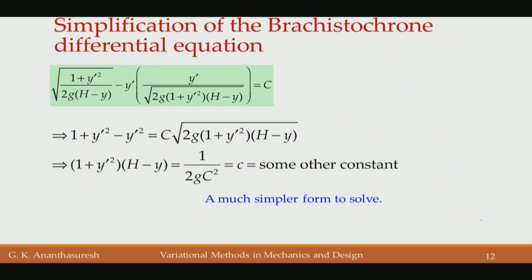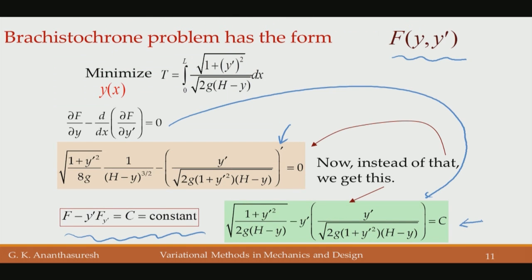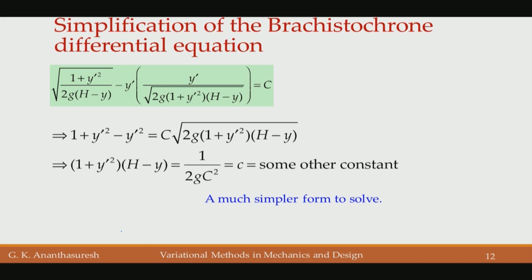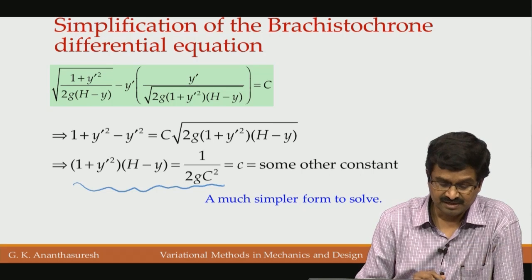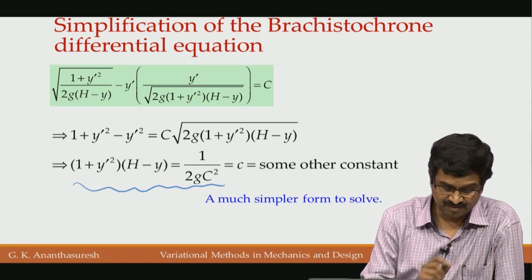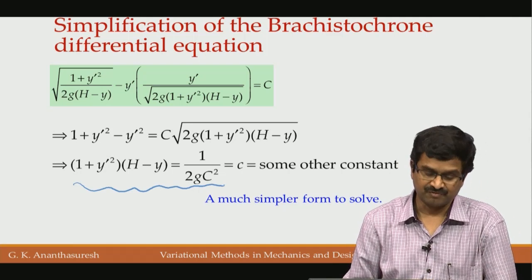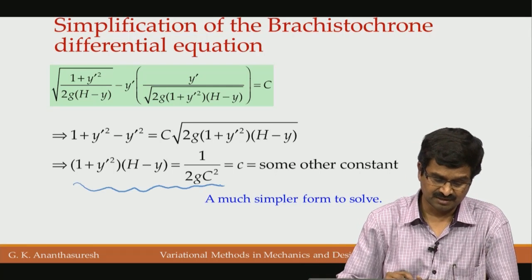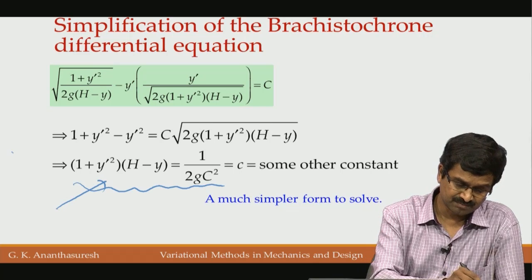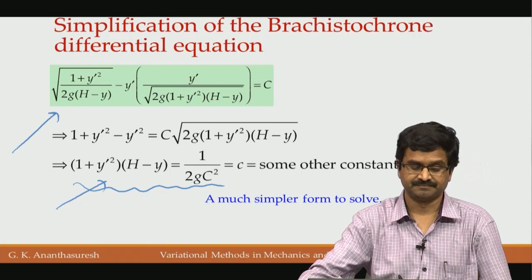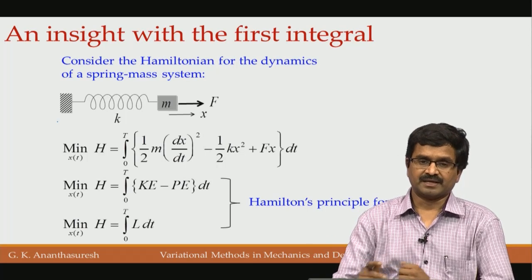So, we take that. Whatever we have, f minus y prime times f_y', if we substitute for this problem, you get a much simpler thing which looks like this, okay: 1 plus y prime squared times h minus y equal to constant. It is much easier to solve because it involves y and y prime in a rather simple fashion, as compared to this. Okay, that is the first integral.